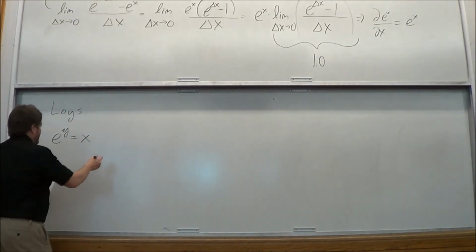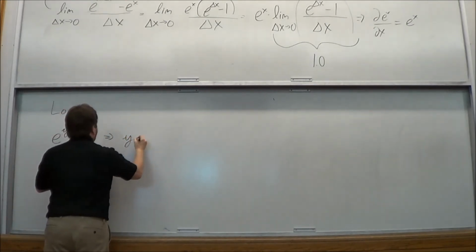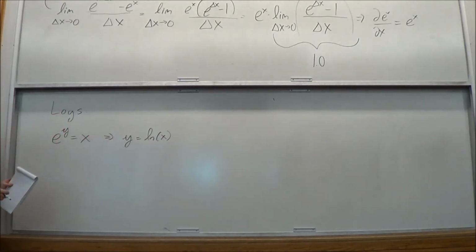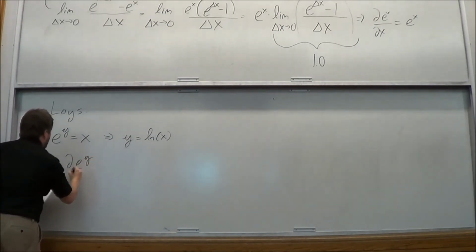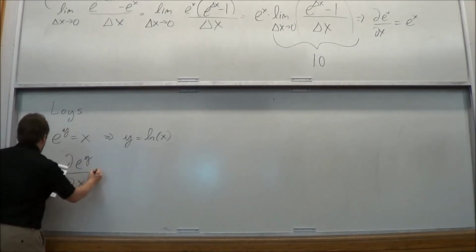Okay, if I write this, and therefore y is the natural log of x, and that's just a definition, hopefully that's familiar. If not, then there it is. Okay, now let's do the chain rule. Let's do e to the y, and let's change that with respect to x.